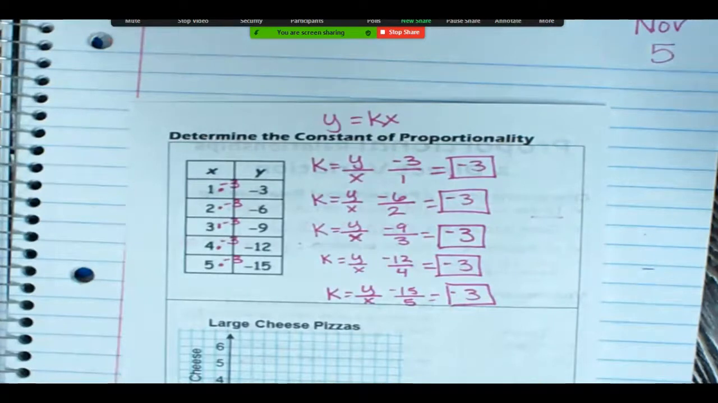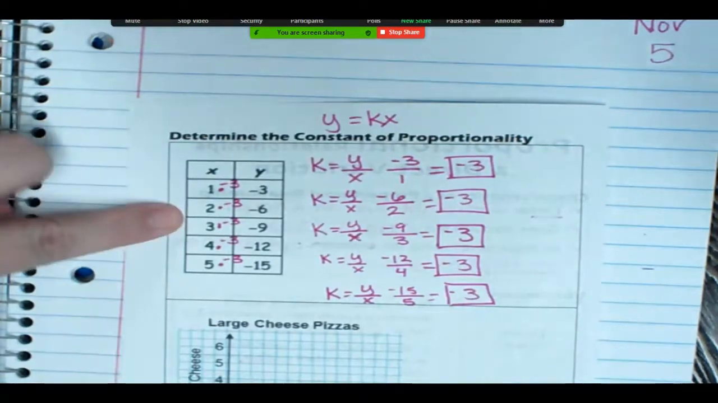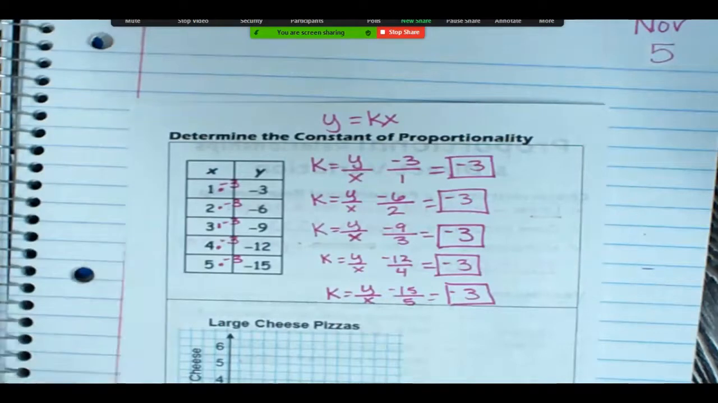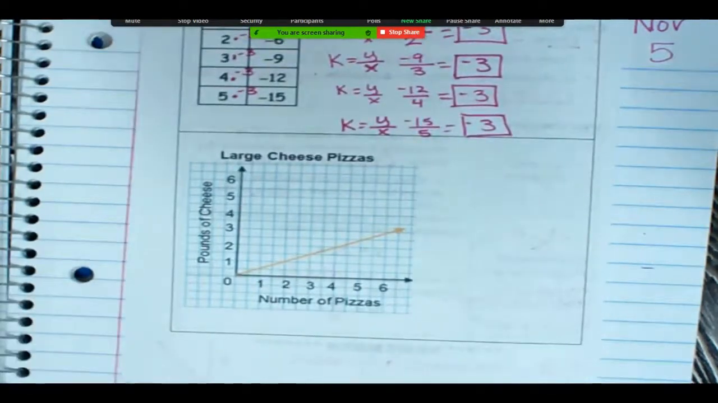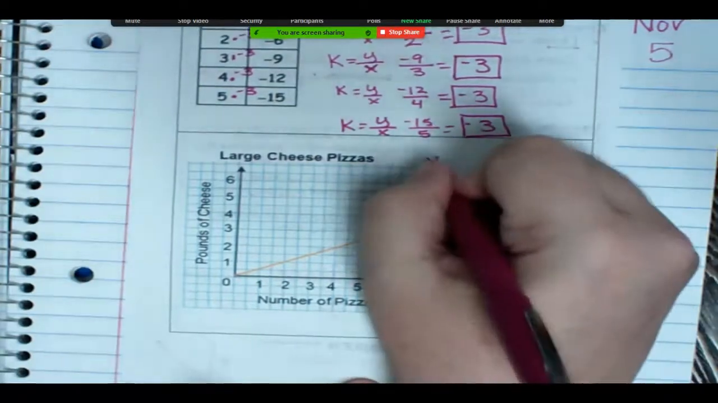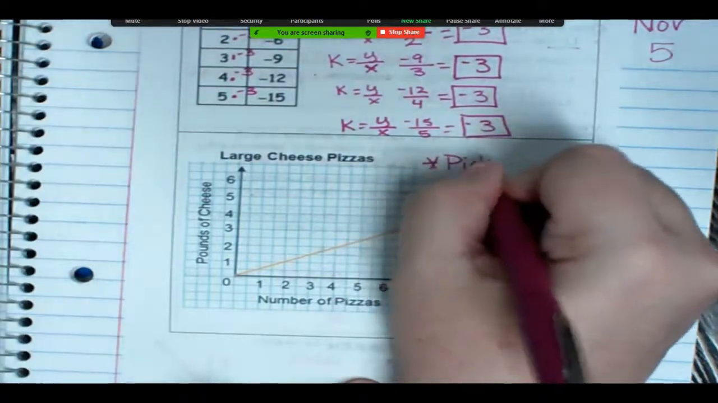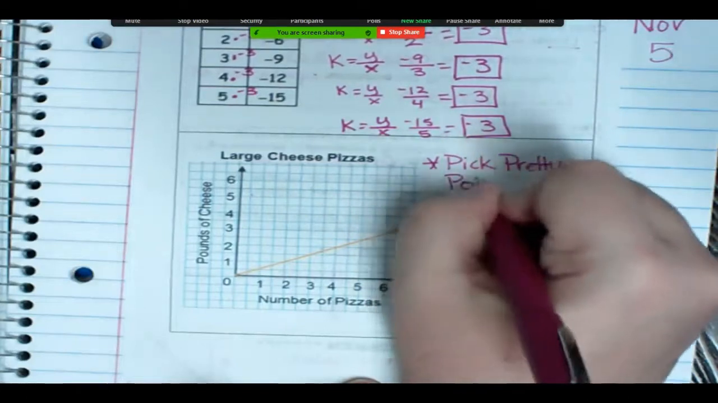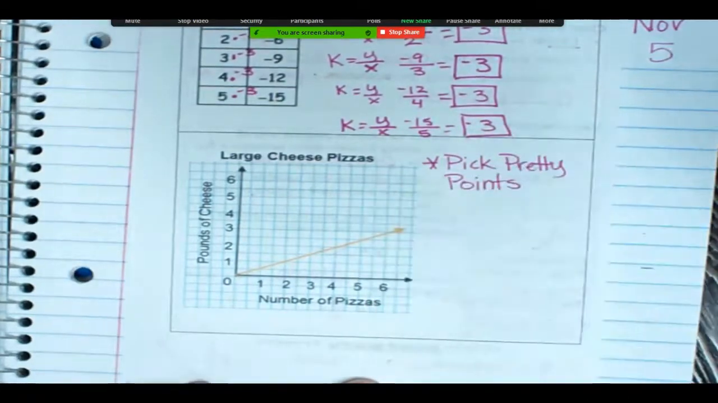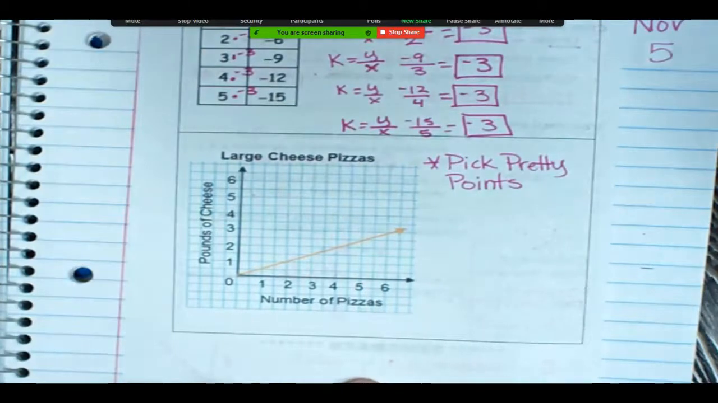Okay? So sometimes we have to prove that it's proportional on a table. Sometimes they give us a graph. The graph is just as easy. Because I have x values and y values in ordered pairs, don't I? All right. So the first thing we want to do is we want to pick pretty points. What do I mean by pretty points? What do you think that means? If I said pick pretty points on this graph.